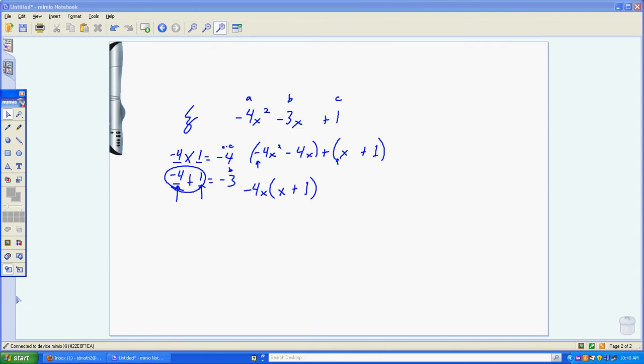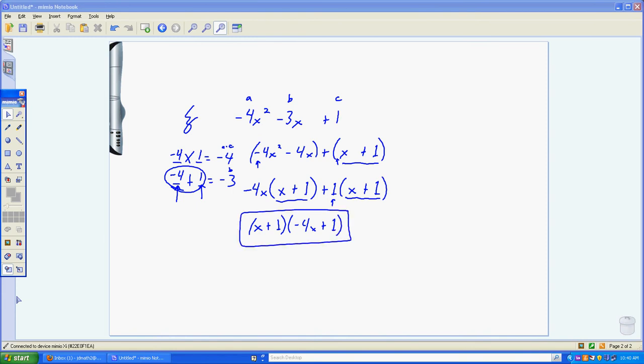Now, out of the second set of brackets right here, the only thing I can take out is a 1. It doesn't change anything, but I'll take out a plus 1. And like I said, it doesn't change anything. x plus 1. But you can see now we've got a common x plus 1. So if I take out x plus 1 out of both and write down what's left over when I divide that out of both terms, I can see that it's a negative 4x and a plus 1. Okay, so there's your factored form.